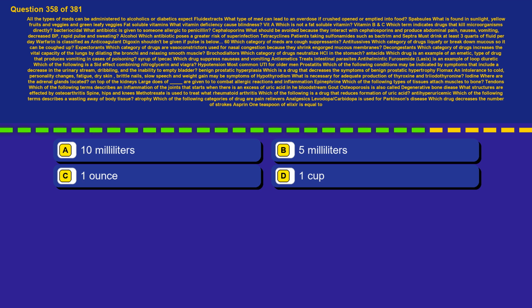What structures are affected by osteoarthritis? Spine, hips and knees. Methotrexate is used to treat what? Rheumatoid arthritis. Which of the following is a drug that reduces formation of uric acid? Antihyperuricemic. Which of the following terms describes a wasting away of body tissue? Atrophy. Which of the following categories of drug are pain relievers? Analgesics. Levodopa/carbidopa is used for Parkinson's disease. Which drug decreases the number of strokes? Aspirin. One teaspoon of elixir is equal to?